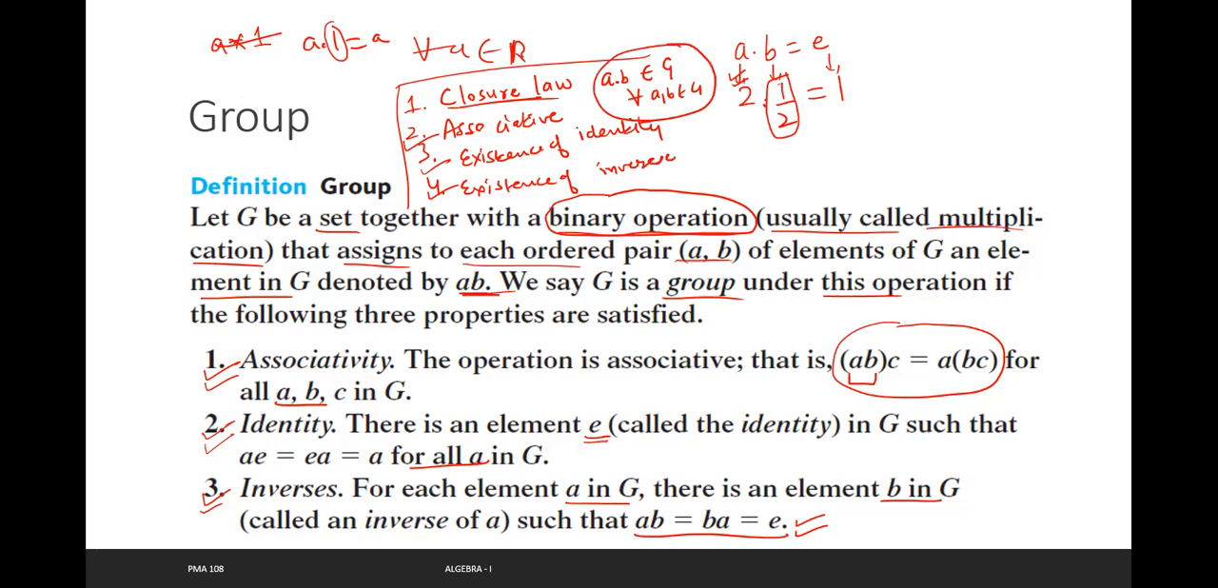हम कहते हैं this set is closed under this binary operation, closed under addition, closed under multiplication, that if you apply the operation it belongs there only.